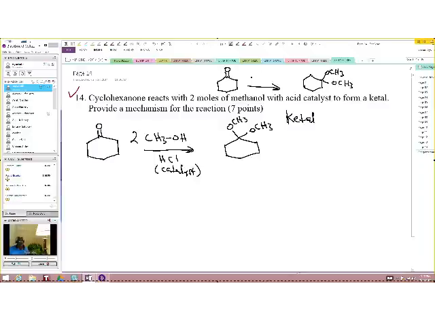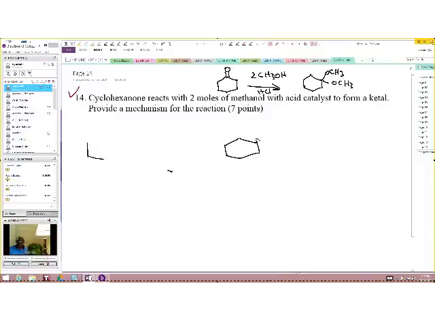Okay, so I'll now make myself some room. We start with the cyclohexanone, in the presence of, let us say, HCl as a catalyst. So what do you think will be the first thing that happens? Anybody has an idea?